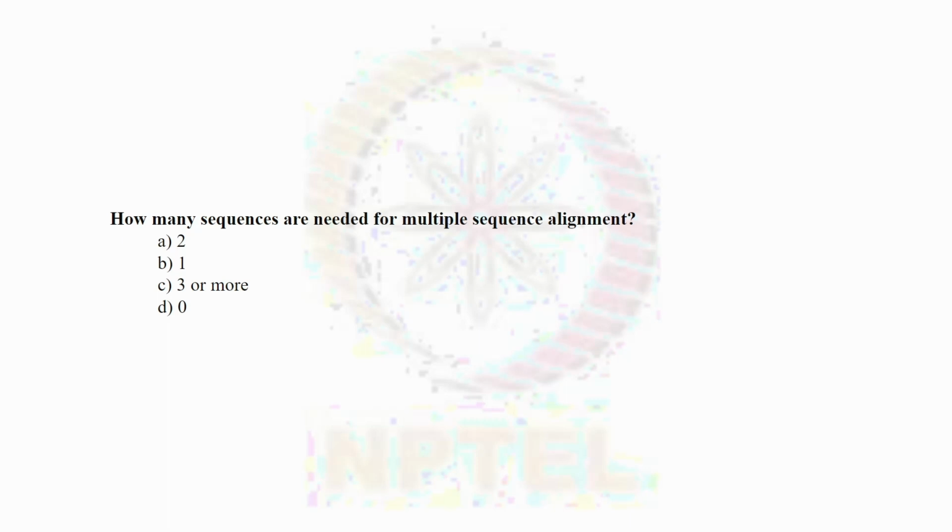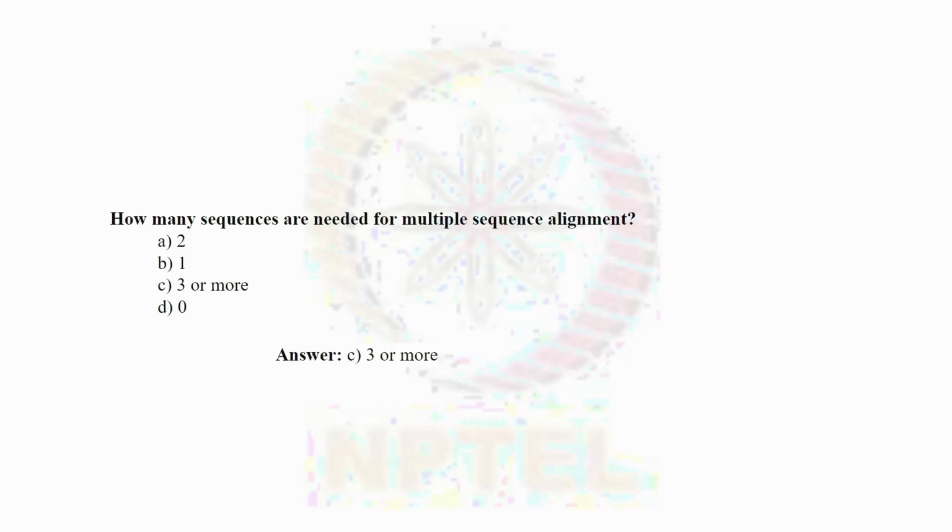For those who joined late, I'm just summarizing. I started with a recap of the previous sequence alignment methods, that is dot matrix and dynamic programming, and then I started with multiple sequence alignment. This multiple sequence alignment is an important step for understanding phylogeny or developing a phylogenetic tree, which is our concept of discussion today.